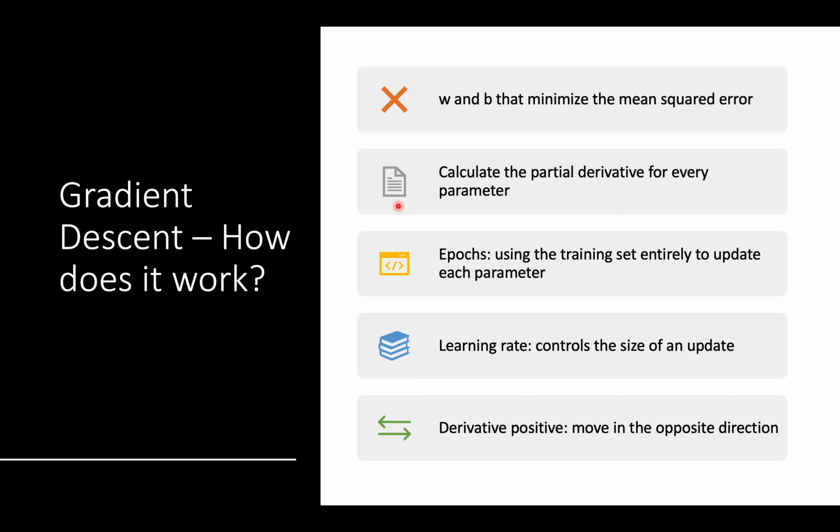And then gradient descent proceeds in epochs. An epoch consists of using the training set entirely to update each parameter. So at the first epoch, we initialize the values of w and b to zeros, and then we calculate the partial derivatives, and at each epoch we update w and b using the partial derivatives. The thing that controls the size of an update is called the learning rate.